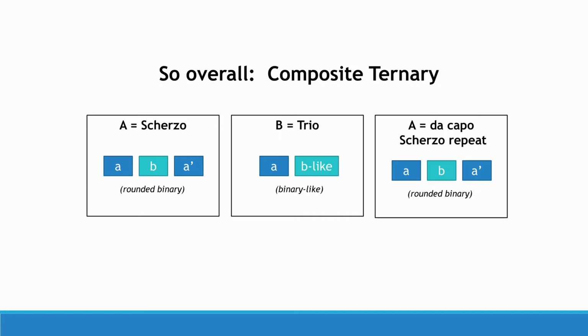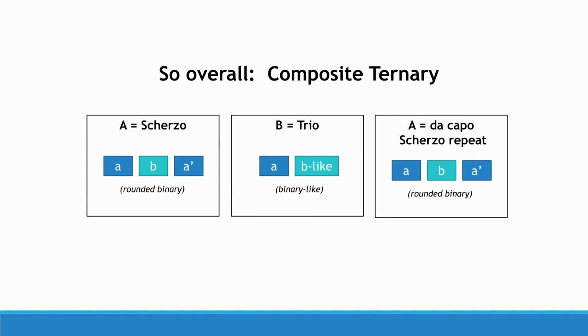So overall, this is essentially what we see in this piece. We have a composite ternary form because the A sections in particular have an embedded form. Our scherzo broke down into an A, B, and A prime section, making a rounded binary. Within our trio, we have a small A and a B-like, making something binary-like. Just in a quick aside here, I could have actually argued 3 sections in here as well. We can talk about it in the live class if you want to ask more questions about that.